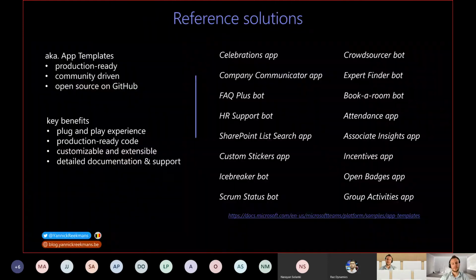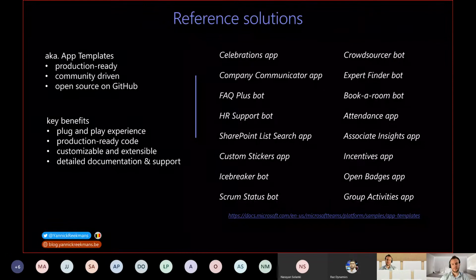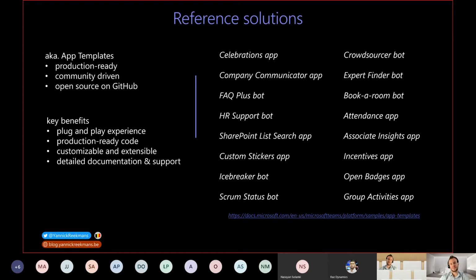And then the third category is the reference solutions. They are also known as the app templates. This is what I believe a hidden gem of the Microsoft Teams team, because they're basically production-ready, community-driven, and open-source applications that are readily made available on GitHub. So they cover a wide range of use cases, and they come with step-by-step installation instructions. They do require some technical expertise, as you might need to compile the code yourself or install some resources in Azure. But all of these solutions come with detailed documentation, and support through the issues list on GitHub. And the nice thing is that if they don't completely cover your needs, you can just customize them or extend them or use them as an example for your own applications.